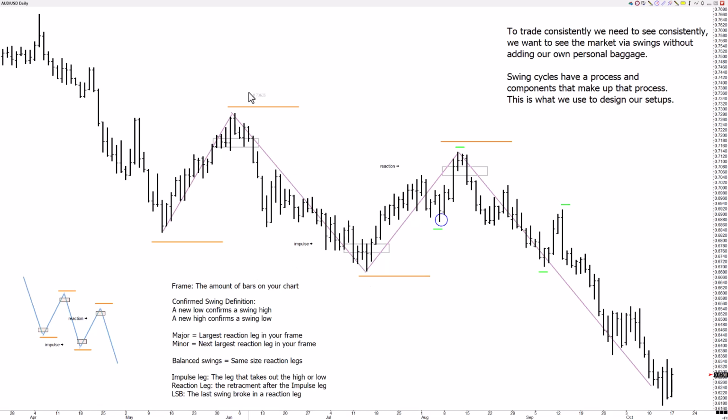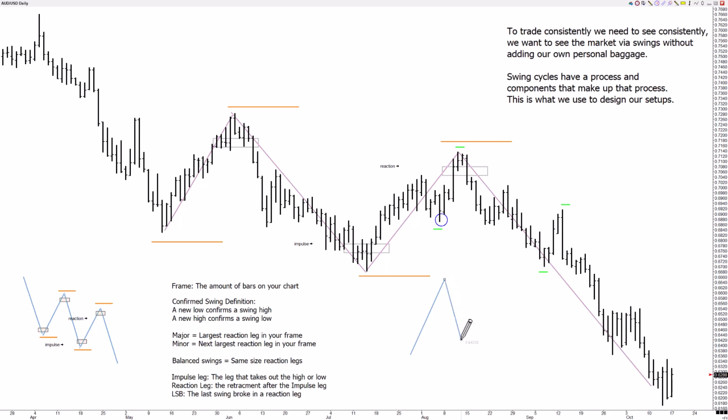A confirmed swing. A new low confirms a new high, and vice versa. And I've done plenty of blogs on this. Now, major is going to be the largest reaction leg. We now know what a reaction leg is. The largest reaction leg in your frame. Okay? Minor will be the next largest.